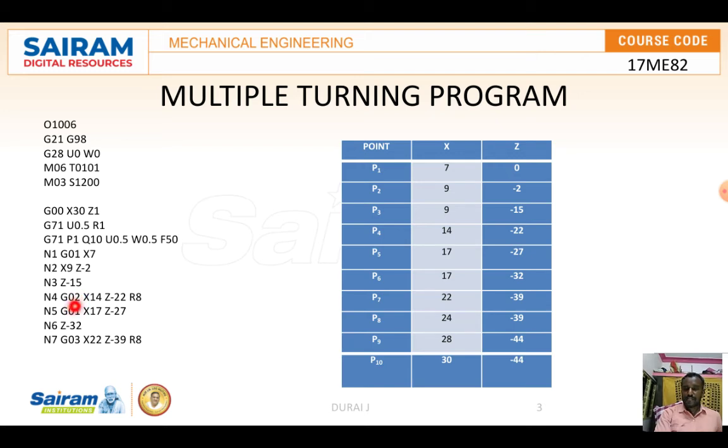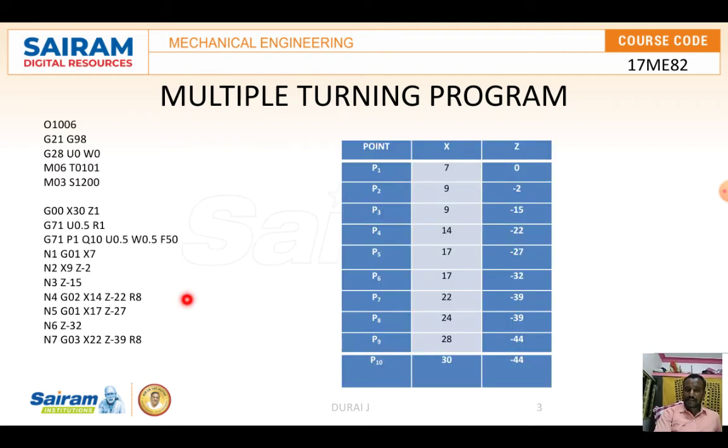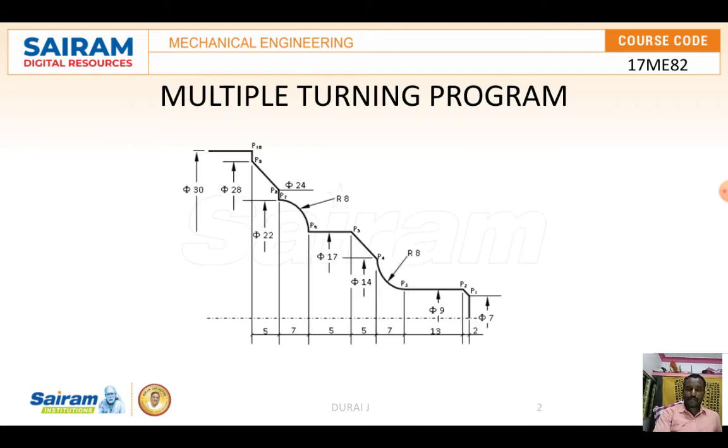Already I told, in the P3 point only G02 we can give. So there only the extra thing R is coming. R value, the radius, they are provided over here. So the radius we are going to take. Again P4 to P5, so inclination, so we can use the G01 command. So the particular G01 X17 Z minus, what is that? Z minus 22, sorry, 27, like this. The next step also these things only.